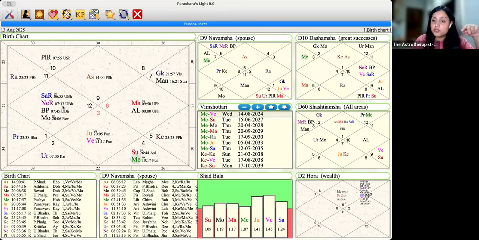Now again, we also have the aspect of Mars over Saturn and Moon. This means that there is some point of criticism, judgments, and overly criticalness that does come in from the in-laws, because of which this person feels quite conflicted.